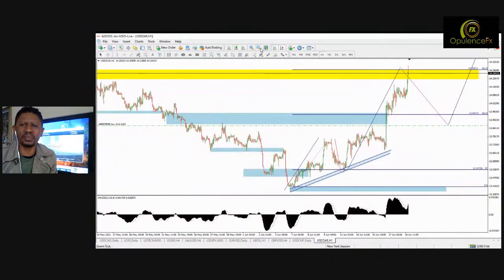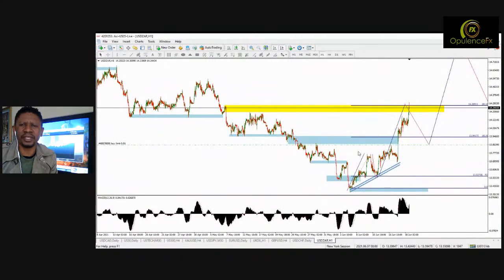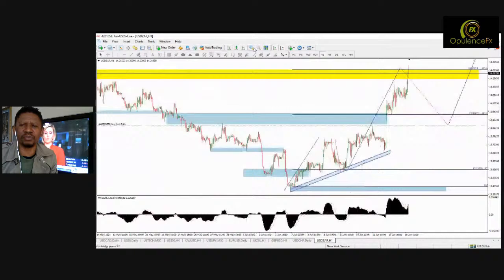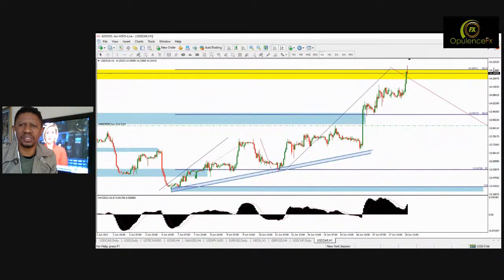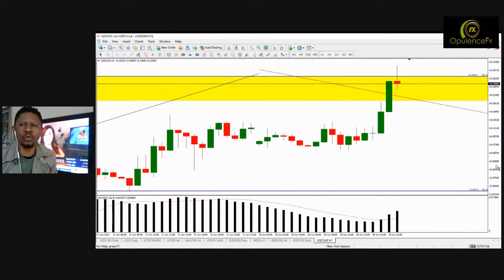So still others waiting for confirmation, but we, as expected, were waiting for a rejection of the buyers around 14.26, and it has exactly happened around 14.26. So 14.26 is what we've been marking for the whole week. It's not just because of today's session.